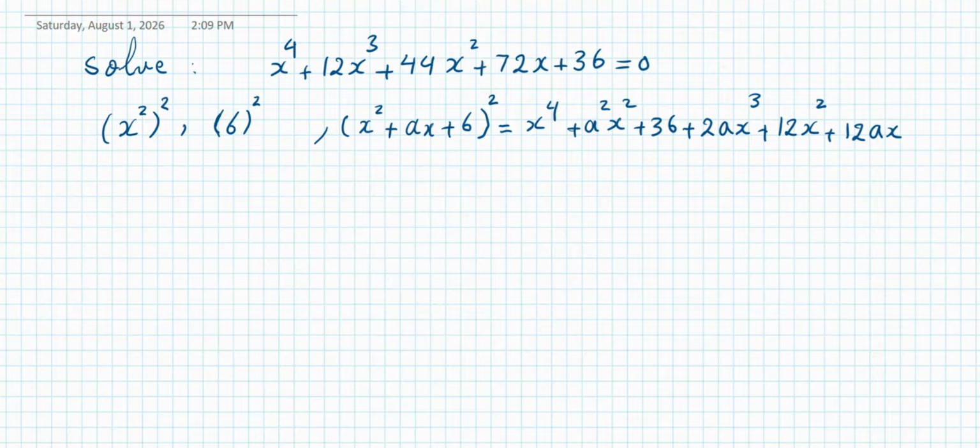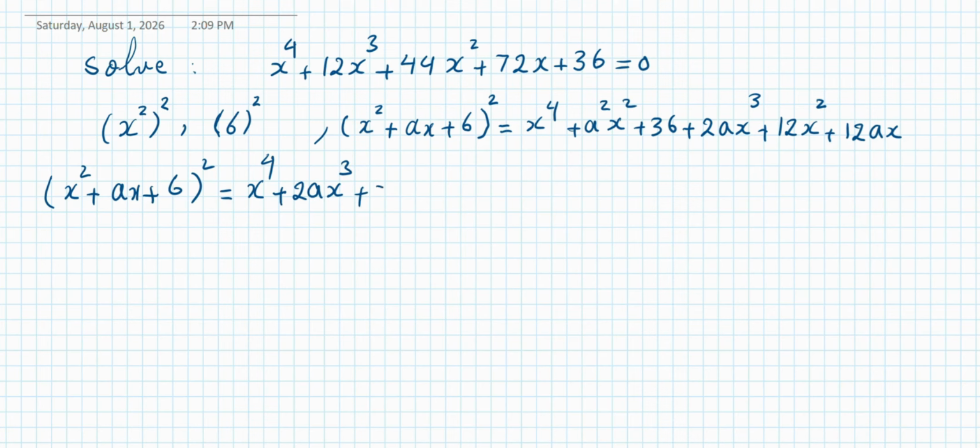If we factor this, so x squared plus ax plus 6 squared is equal to x to the 4 plus 2a x cubed. We factor the x squared term. We have a squared plus 12. Then we have 12ax and plus 36.